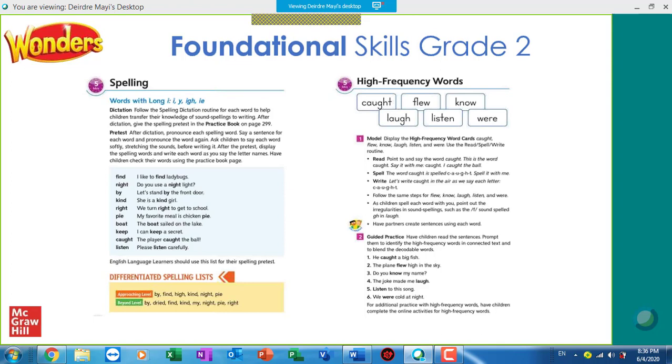Now, over to the right, second grade teachers, you're going to see your high frequency words. So at second grade, students are still using the read, spell, write routine to learn high frequency words. Again, if you want more information about these routines, please consult the Instructional Routines Handbook.